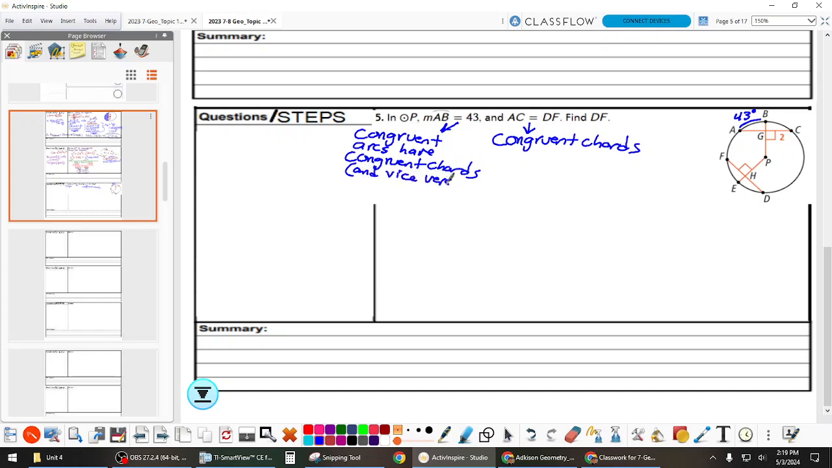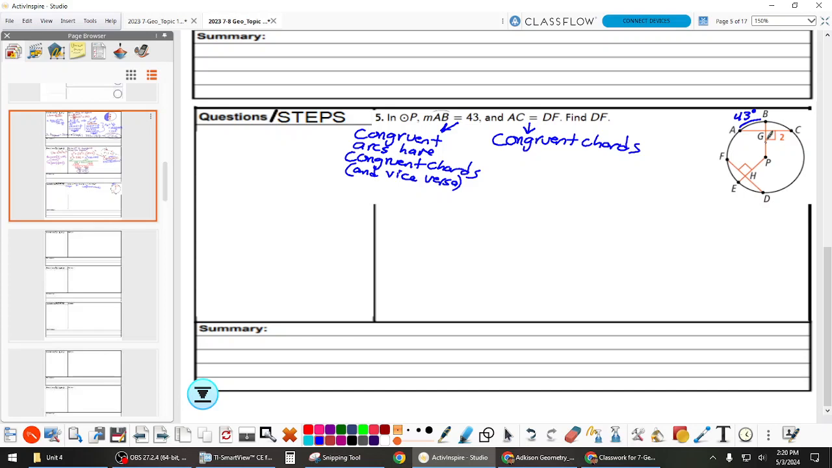So he said and vice versa because we already know the chords are congruent, so the arcs are, right? Or vice versa, either way. Okay, what else do we know about chords? Good. Do we know these two chords are equidistant from the center? We aren't told that, but because they're congruent, doesn't that make it true?